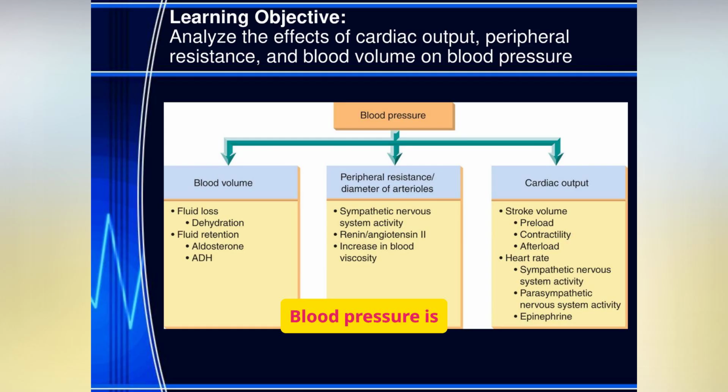Blood pressure is influenced by cardiac output, peripheral resistance, and blood volume. We'll analyze how each of these factors impacts overall blood pressure. Cardiac output is the amount of blood pumped per minute. Peripheral resistance is how tight or wide the blood vessels are. Blood volume is the amount of fluid circulating. Medications target these areas to lower blood pressure.